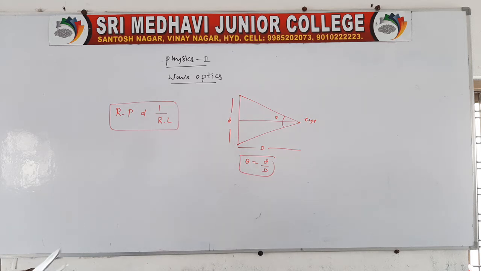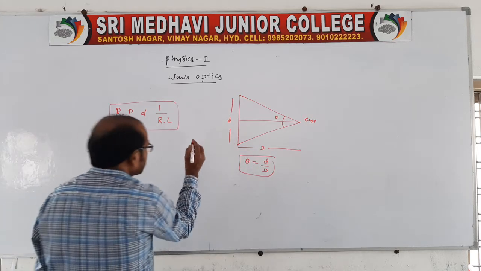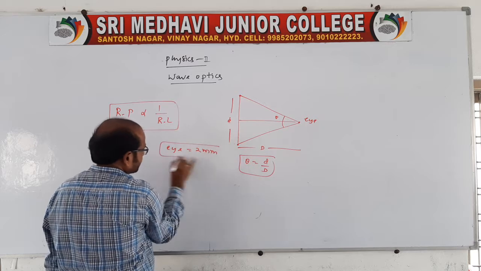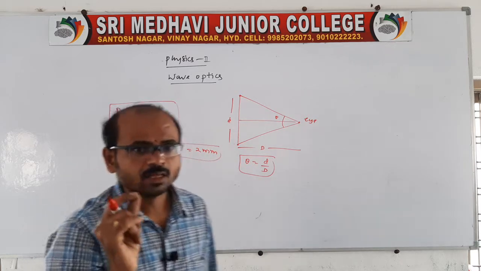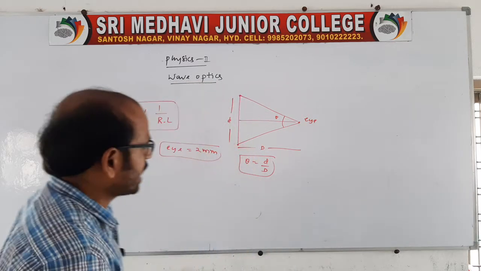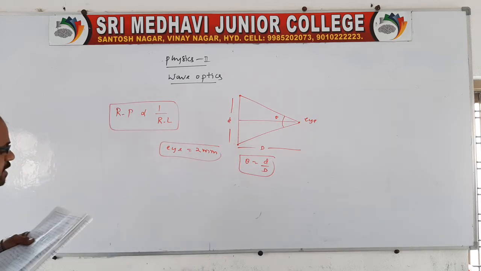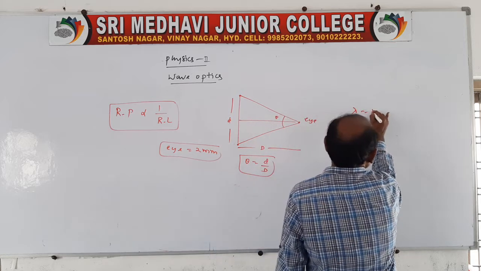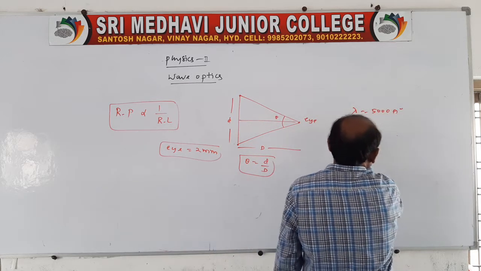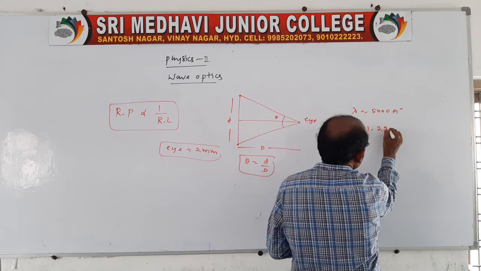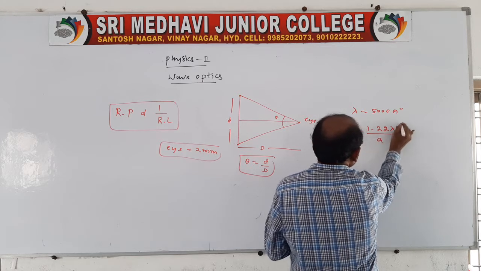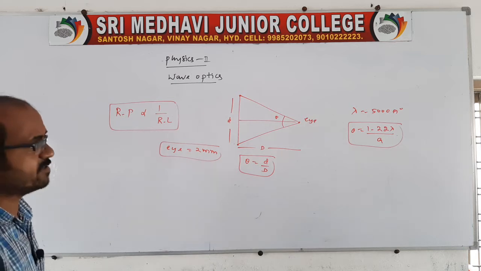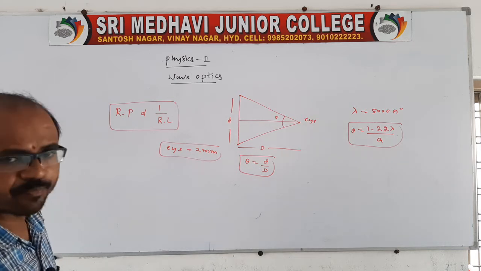Actually, the diameter of a human eye's iris will be 2 mm, and here this theta is the resolving limit. Suppose you take green light with a wavelength of approximately 5000 angstroms. Therefore theta is equal to 1.22 lambda by a. This is the value of the resolving limit. Theta will be 1.22 lambda by a.